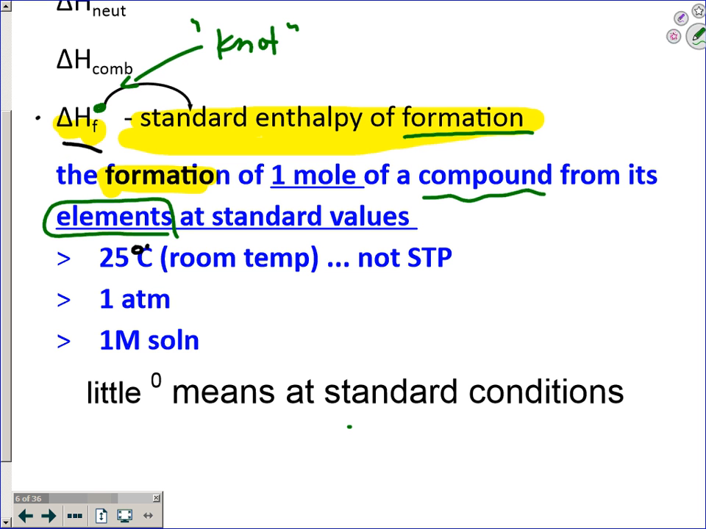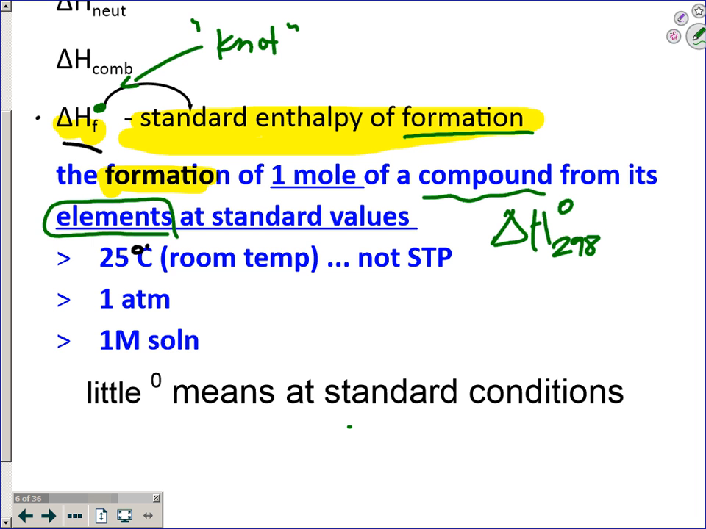So notice that with thermochemistry, we're dealing with non-STP conditions, which is 25 degrees Celsius. A lot of times you'll see the delta H like this, 298. Why are they writing 298? Because 25 degrees Celsius converted to Kelvin is 298, and then 1 atmosphere and 1 molar solutions. If I say standard solutions or standard conditions, it means these conditions.